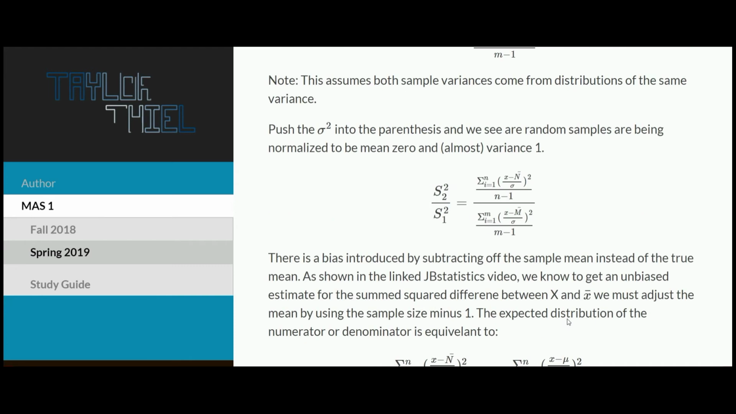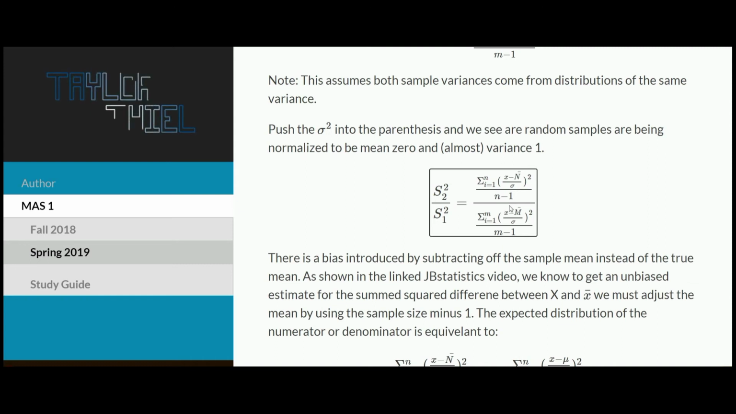So with that, we now see something that should look familiar. We have x minus its sample mean, divided by its true standard deviation. And so we know that that is just trying to normalize it to be 0, 1. Now, the only issue remaining is that we're using the sample mean here, not the true mean. And so instead of dividing by n, we need to divide by n minus 1 to account for that bias.